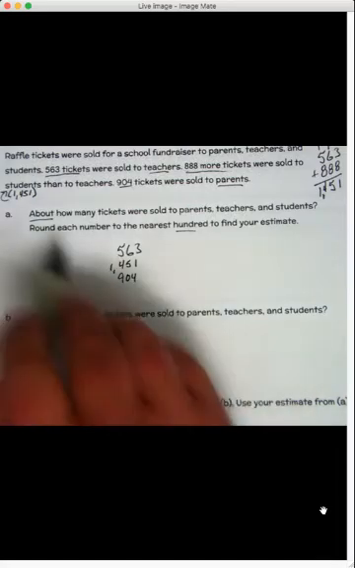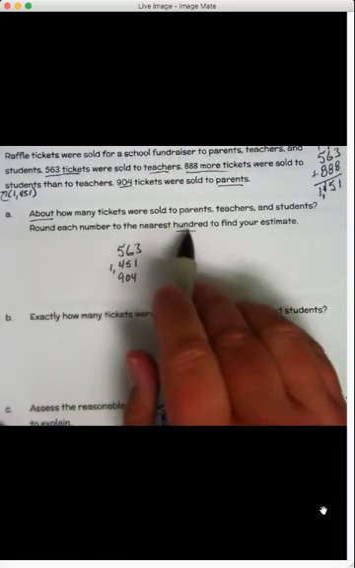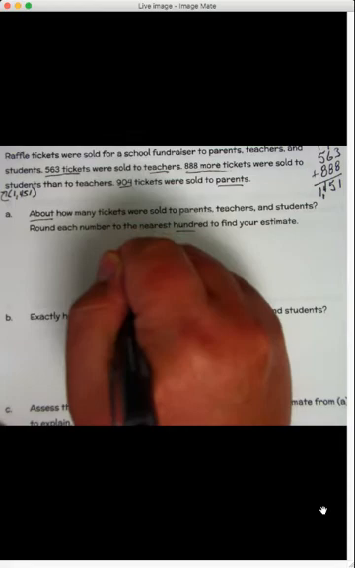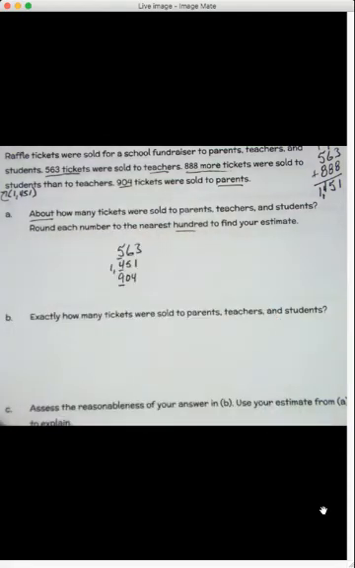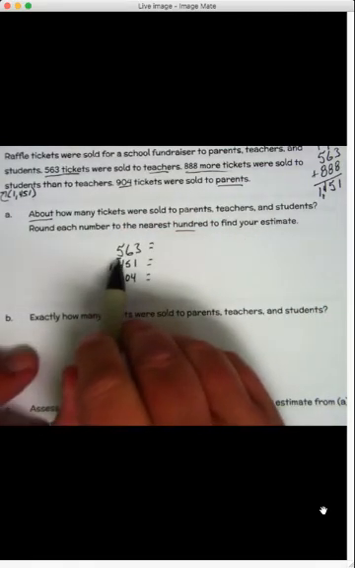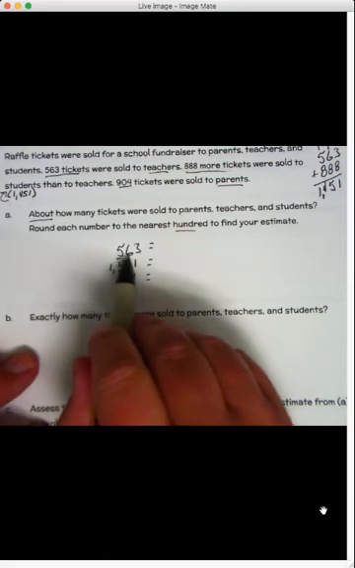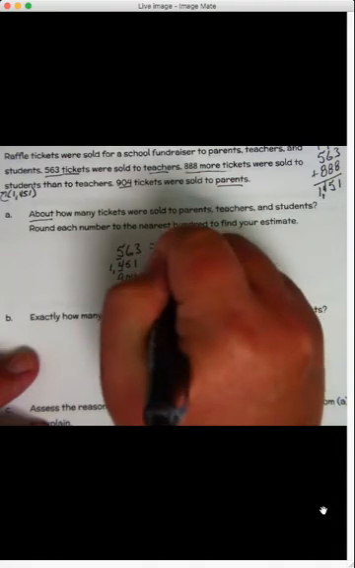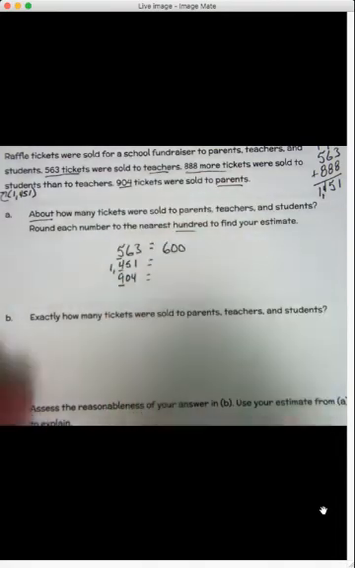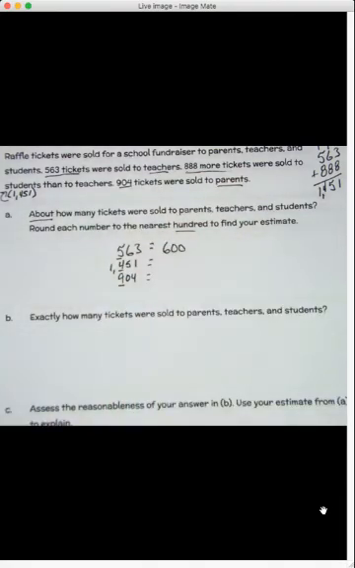But it wants us to estimate, to round to the nearest hundred. So let's underline the hundreds place in these problems. And let's round them. So 5 in the hundreds place, but it's got a 6 to the right. 5 or more raise the score. So that's going to change that to about 600 tickets were sold to parents.